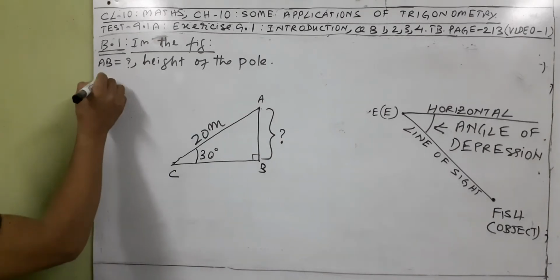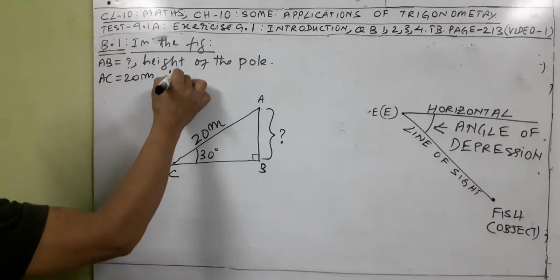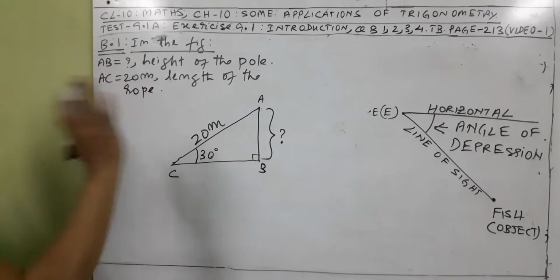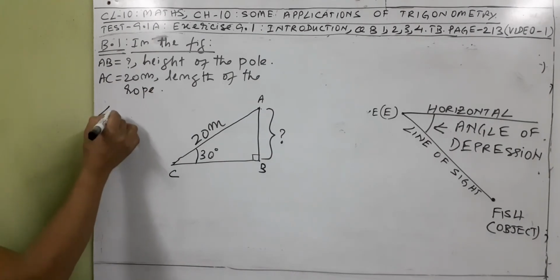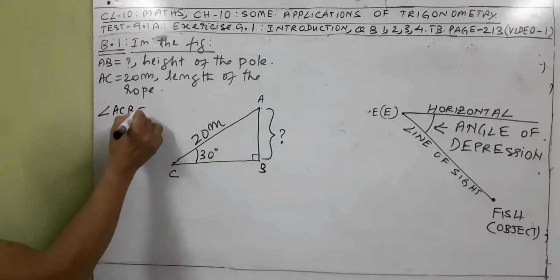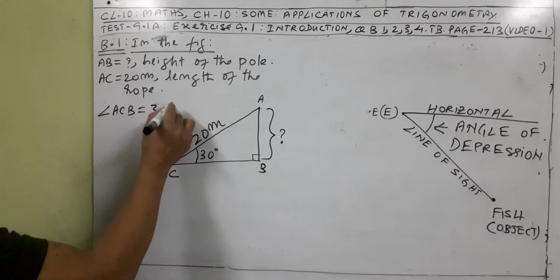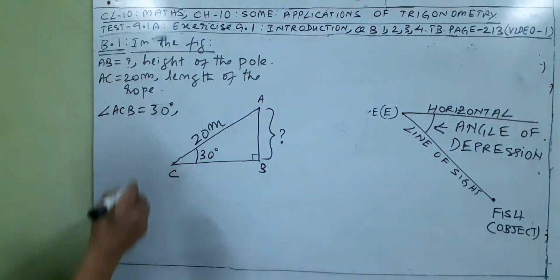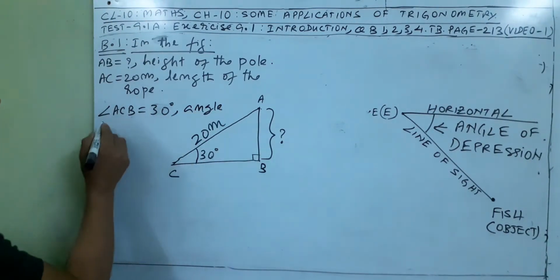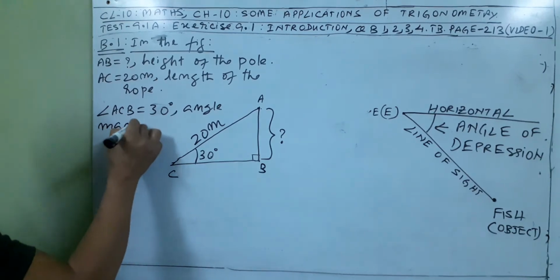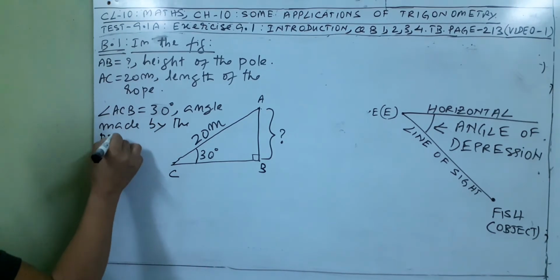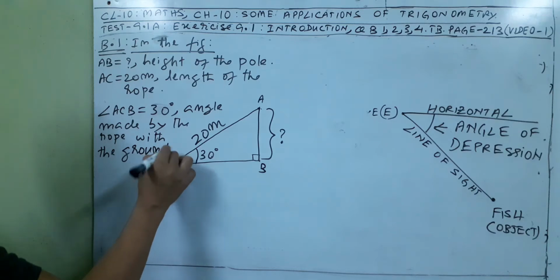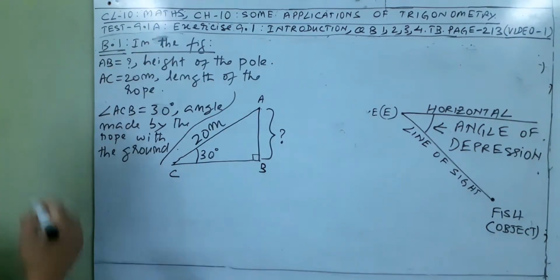Then AC is 20 meter. This is the length of the rope that we are tying to the top. And then here angle ACB is 30 degree. This is nothing but, according to the language of the text, making an angle of 30 degree with it. So this is the angle made by the rope with the ground, this 30 degree. So with this information, we have to find AB.